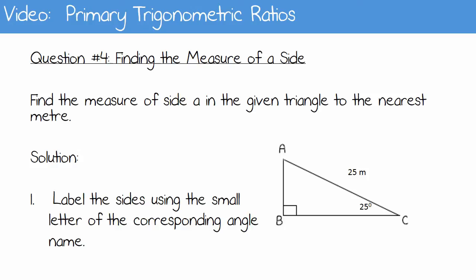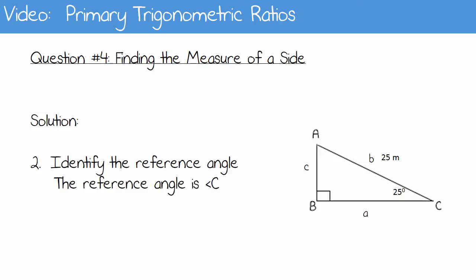Label the sides using the small letters of the corresponding angle names. Angle A would be a, across from angle B is b, and across from angle C is c. Identify the reference angle. Since we have been given the measure of angle C, this would be our reference angle.